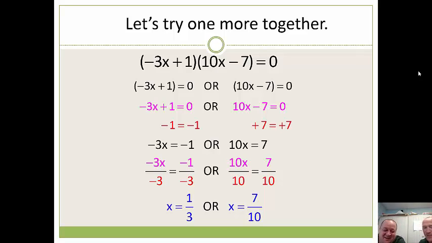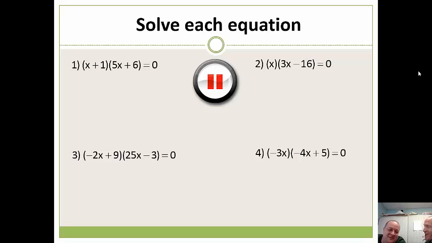All right, cool. So you get 1/3 and 7 over 10, or 7 tenths. And hopefully that made sense. If not, it's Mr. Reitman's fault. All right, moving on to the next slide is going to be your chance to do these 4.